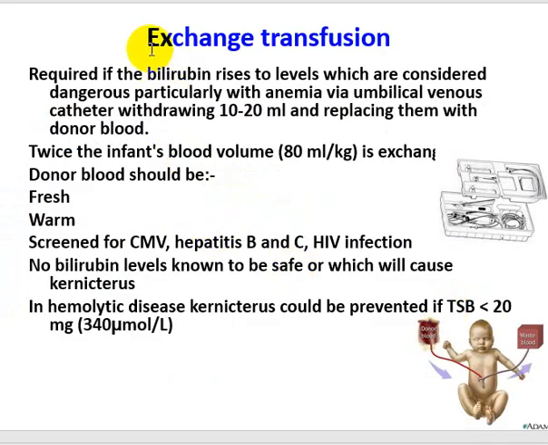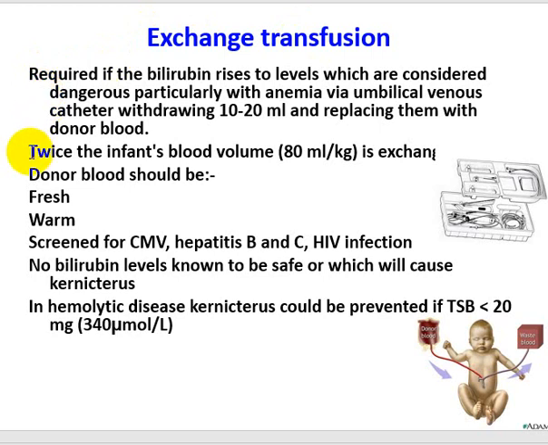Another modality of treatment for severe cases of hyperbilirubinemia is exchange transfusion. Exchange transfusion is required if the bilirubin rises to levels which are considered dangerous. Dangerous levels may cause bilirubin encephalopathy, especially if present with anemia. The procedure is done via umbilical venous catheter. We draw 10 to 20 ml and replace them with donor blood.